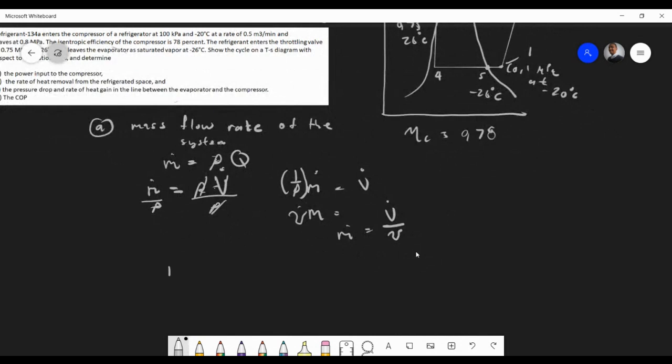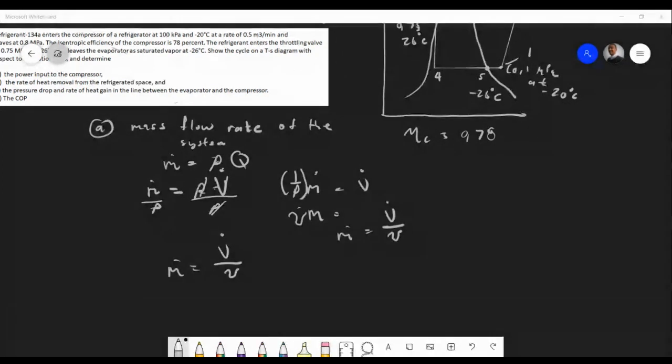Okay. So what we're going to need is the volumetric flow rate in the system, and that is what you measure with the flow meter. And now we can actually find our mass flow rate. So we're going to take it at the actual point 1, which is at the superheat point.